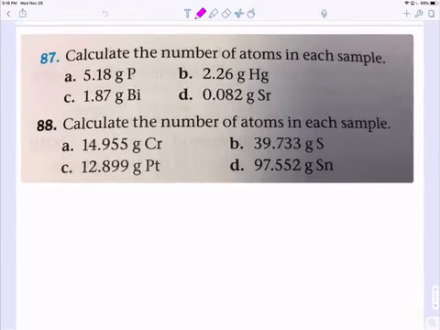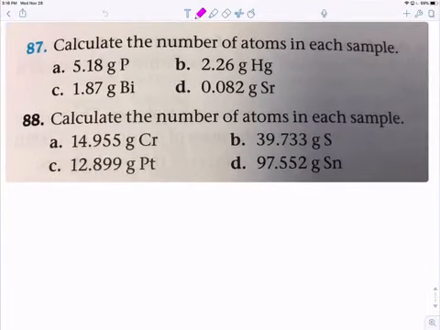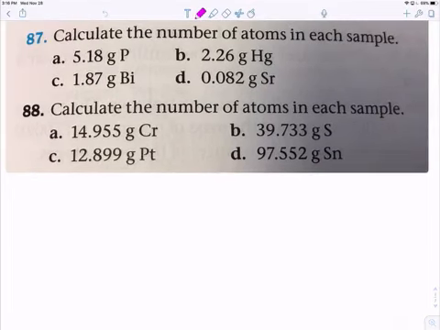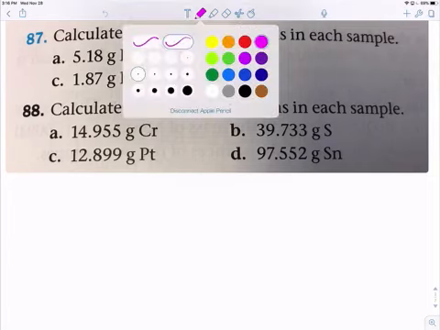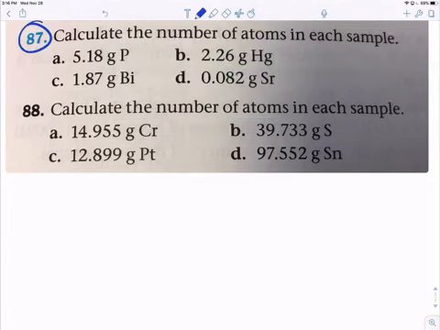But the nice thing is you get the chart. So let's look at this. Calculate the number of atoms in each.